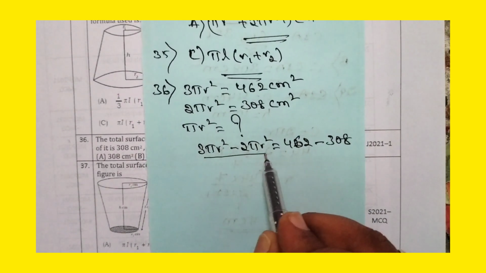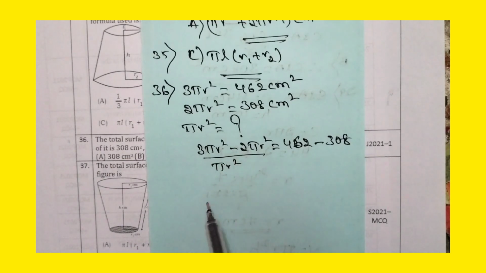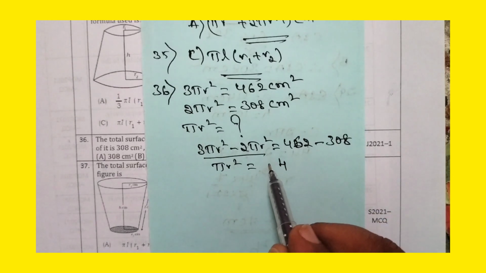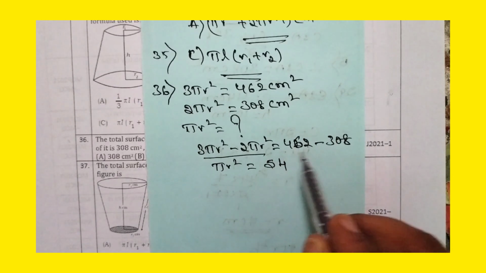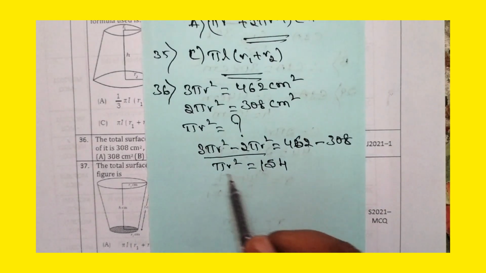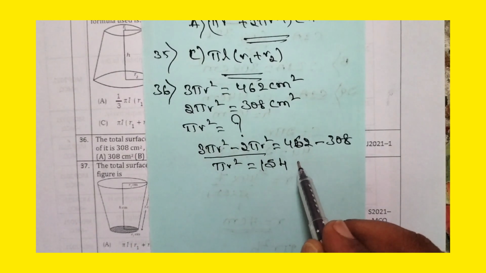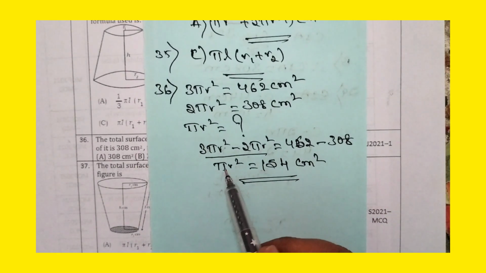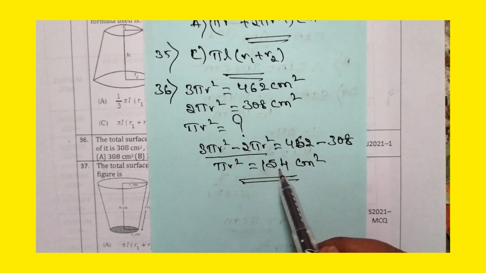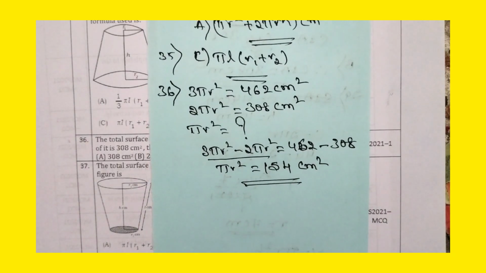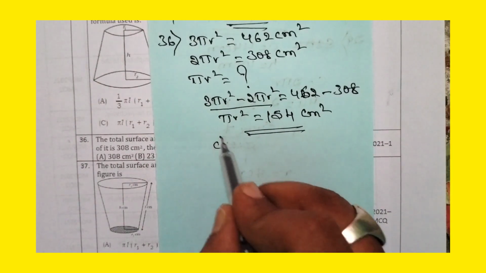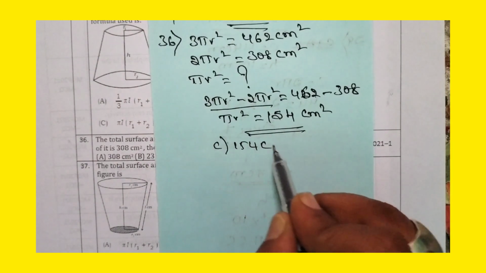So 3 pi r square minus 2 pi r square is 1 pi r square, which is equal to 462 minus 308. 12 minus 8 is 4, 5 minus 0 is 5, then 4 minus 3 is 1. So pi r square is equal to 154 centimeter square. Therefore the area of the base of the hemisphere, pi r square, is equal to 154 centimeter square. Then what is the answer for this one? Option C, 154 centimeter square.